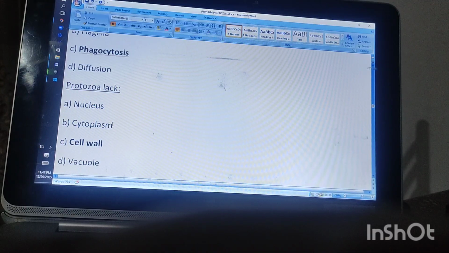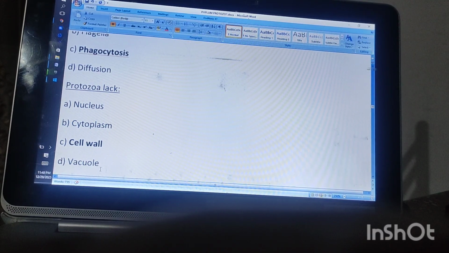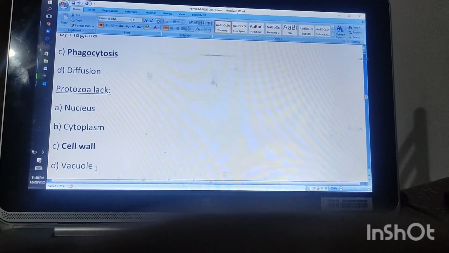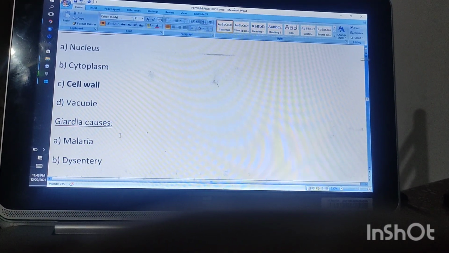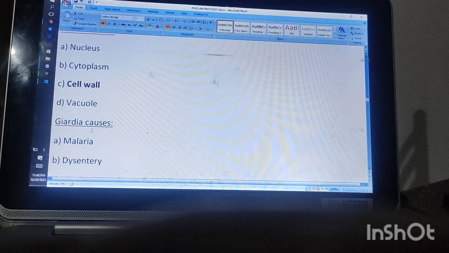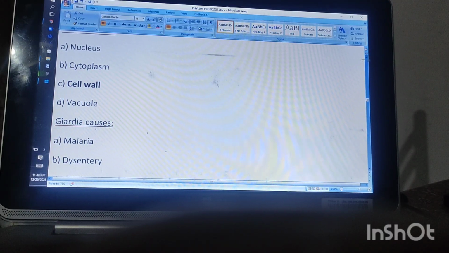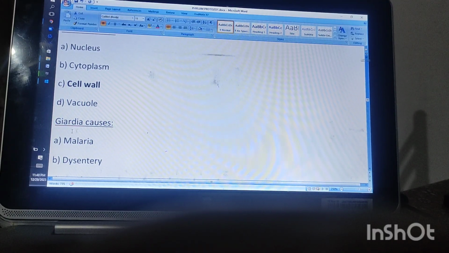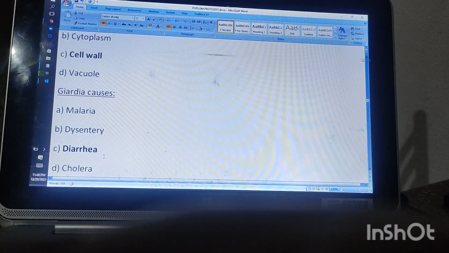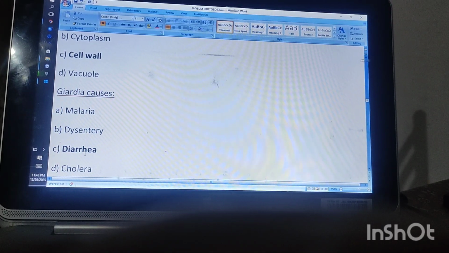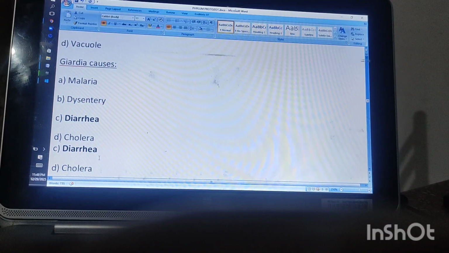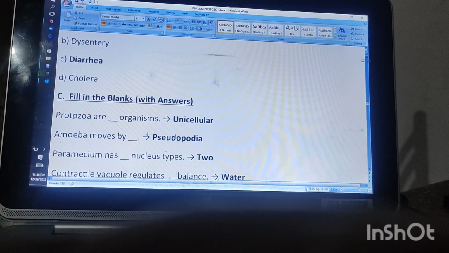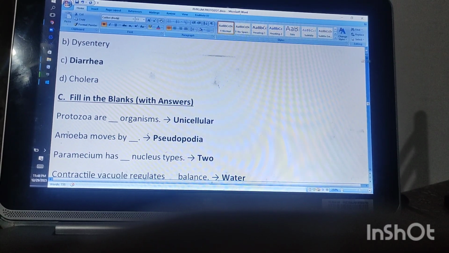Protozoa lack nucleus, cytoplasm, cell wall, vacuole. Correct one we have cell wall. Giardia is one type of protozoa. Giardia causes malaria, dysentery, diarrhea, cholera. Diarrhea is the correct one. Now come to the fill in the blanks.